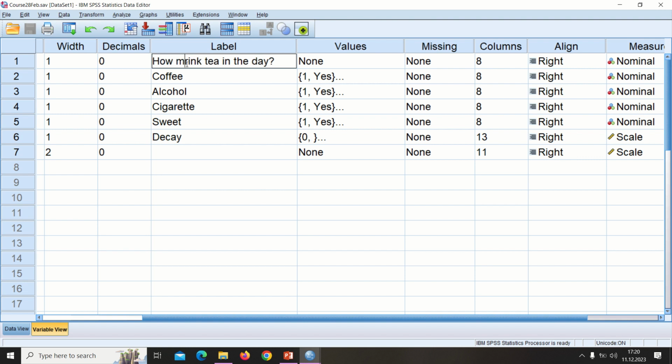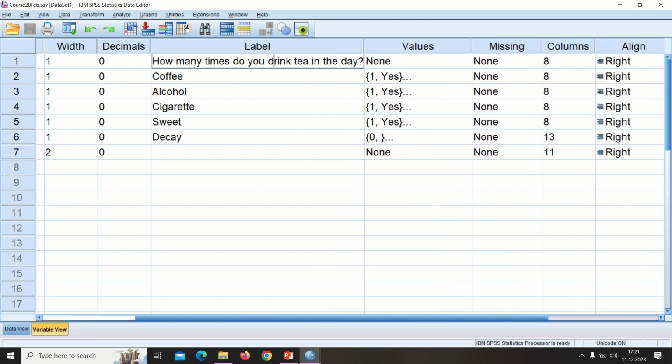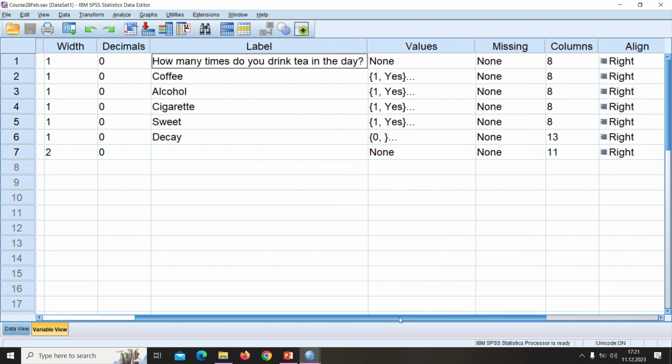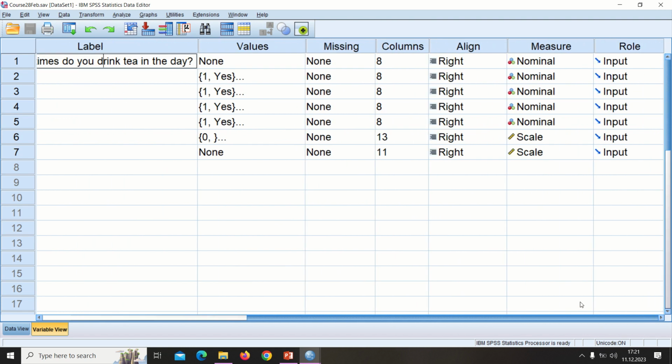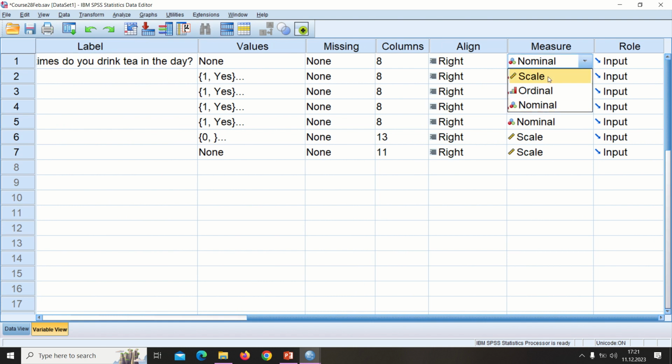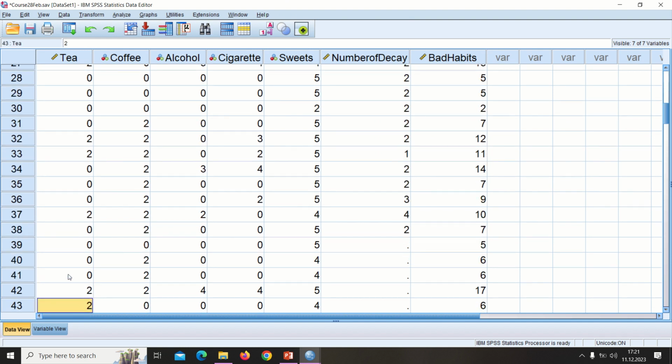How many times do you drink tea in the day? Yes, here. So if I ask it like that, it's okay to write numbers, and because I can write 0 times, 1 times, 2 times, I have to define it as scale. What is scale? Measurement. So now here I can define it like scale, and I can write numbers like 0, 1, 2, 3. These are the numbers.